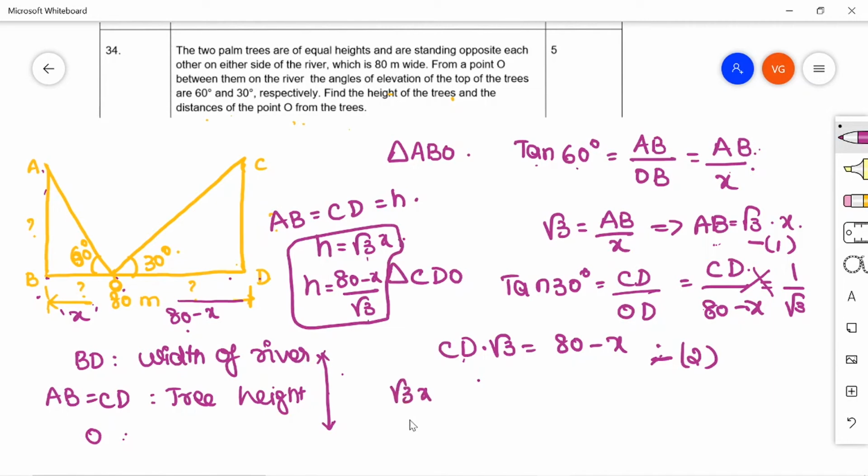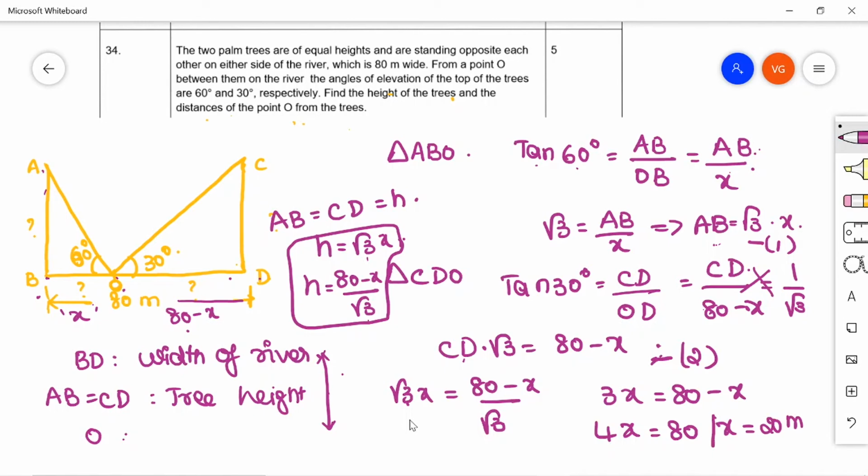So root 3 x is equal to 80 minus x divided by root 3. Then it will be 3x is equal to 80 minus x. 4x is equal to 80. Then x is equal to 20 meter, right? So once you know x is equal to 20 meter, everything you can find out. See, x is nothing but BO. This is 20 meter. This is 80 minus x. 80 minus 20 means this is 60 meter. So BO is equal to 20 meter. OD is equal to 60 meter.